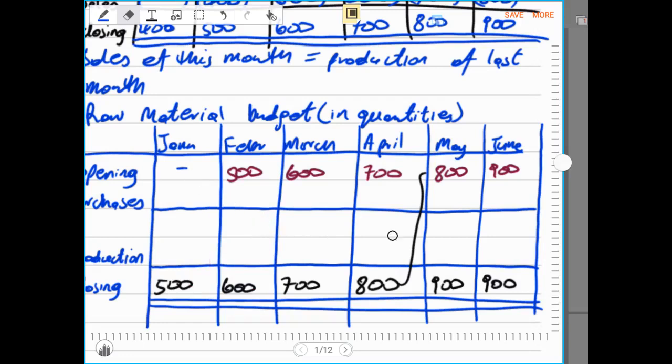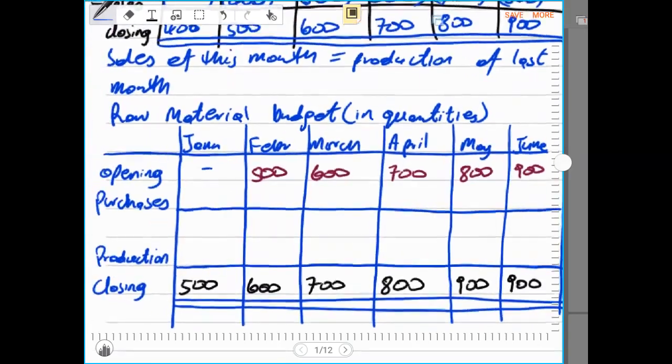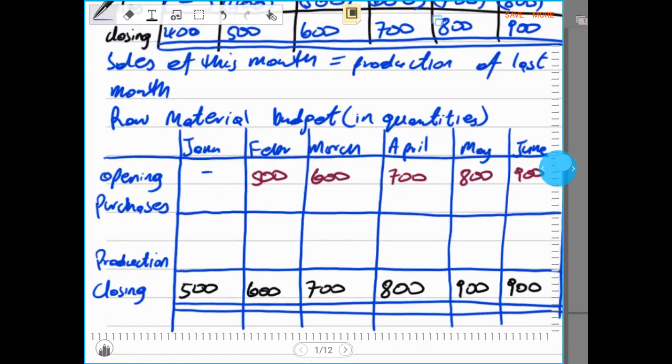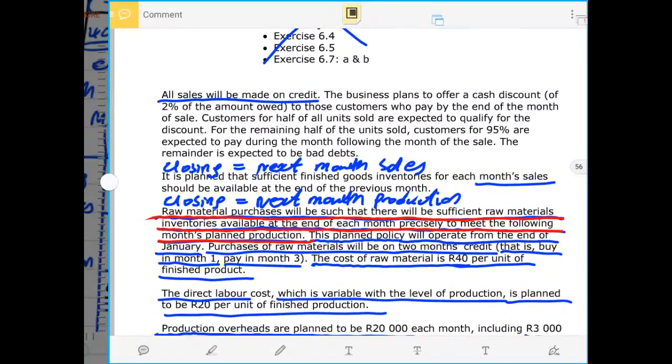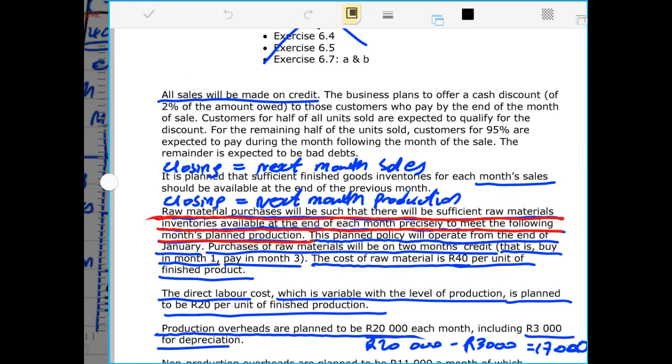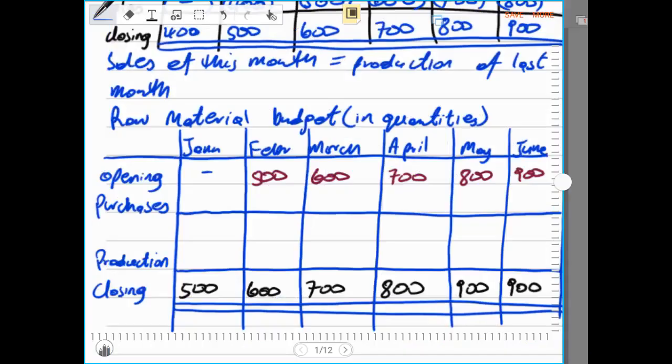So now we continue in that same note. We have recorded the closing and the opening based on the statement that was given to us here. It was based on the statement that said raw material must be purchased such that the closing is exactly equal to the production of the next month. So it was based on this sentence. Then we continue on that same note. Then we have to record now everything. We have to record now what?